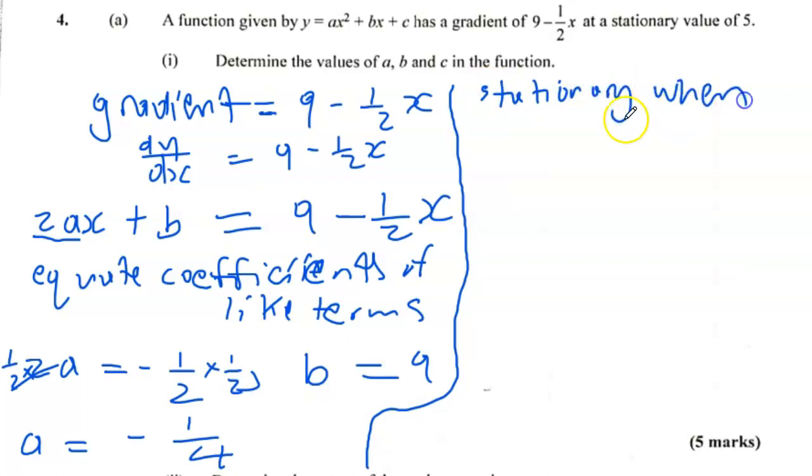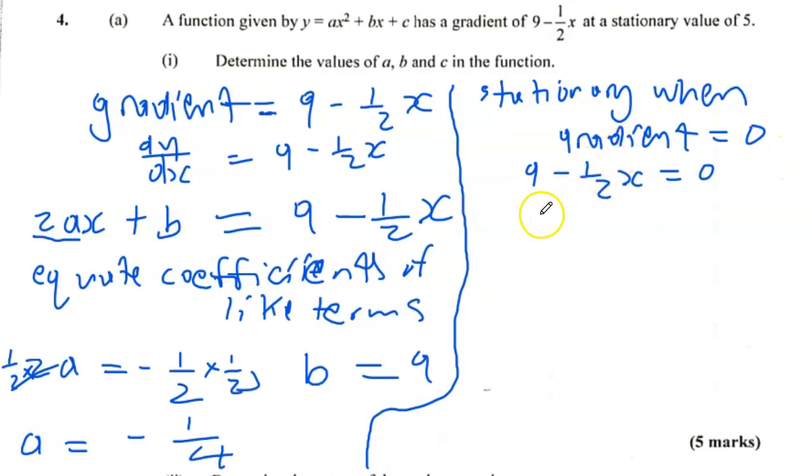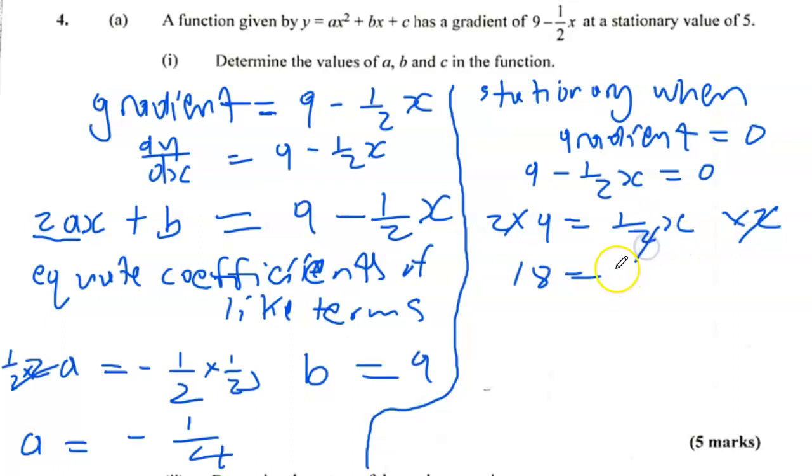when the gradient, or dy by dx, is 0. And we know the gradient is 9 minus half x equals 0. So we can bring over the half x, so we end up with 9 equal to positive half x. And of course we can multiply both sides by 2. So 2 times 9 is 18, and 2 times half cancels, leaving x. So the x coordinate for the stationary value is 18.